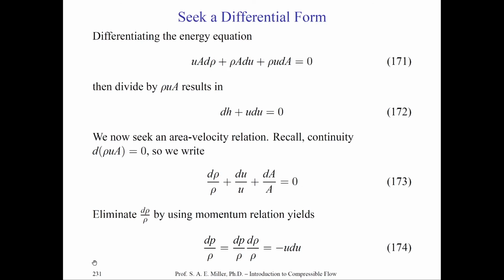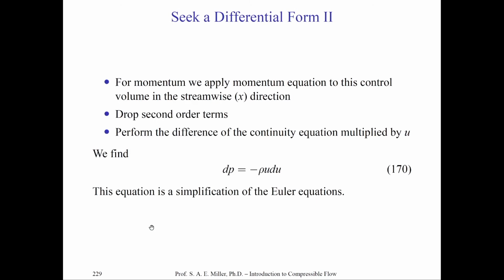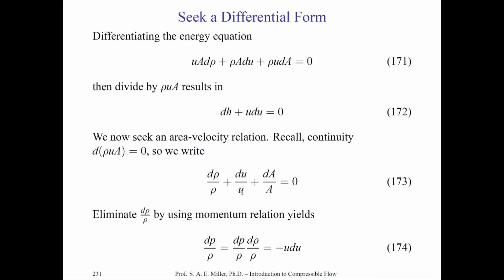Now let's try and eliminate the first term, d rho over rho, by using our momentum relation and equations, which we showed on a previous page, which is dp equals negative rho u du. Think about how we might do this. We have dp equals negative rho u du. How can we rearrange that equation? Well, you can solve, of course, for d rho over rho by using our momentum relation and 173 and combine these equations. And now we'll have dp over rho equals negative u du, and d rho over rho follows from that. This is an intermediate step.